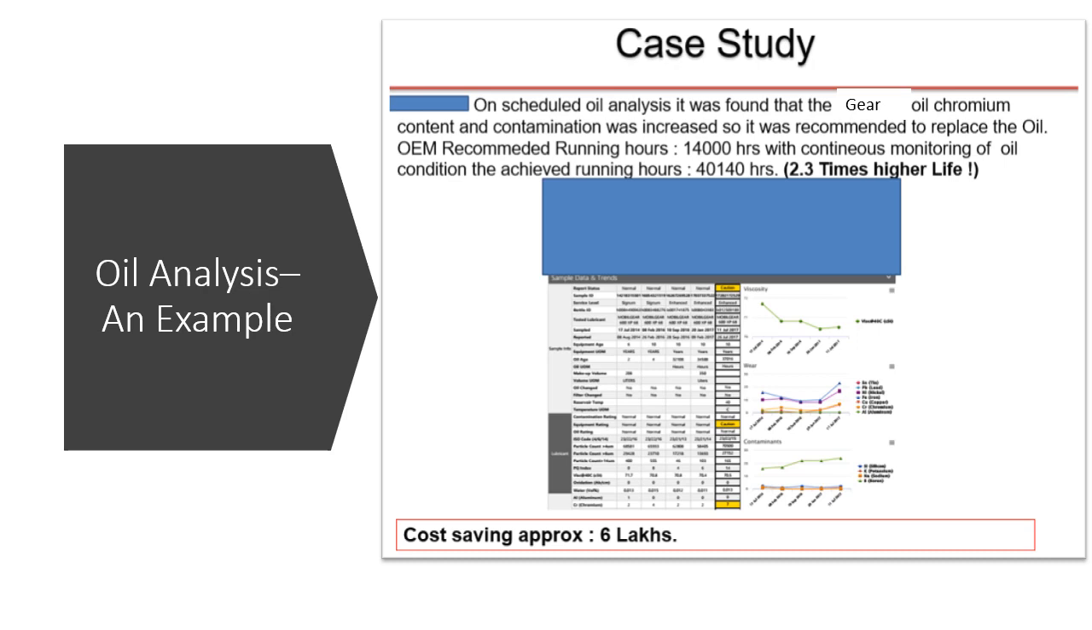The saving achieved here is that we avoided 2 oil replacements. This is an 8,000 liter sump capacity gearbox, so a total of 16,000 liters of oil, and the manpower involved in replacing the oil is actually saved. You can also consider the inventory cost for the 2 replacements. In this particular case, the cost saving calculated was approximately 6 lakh Indian rupees.